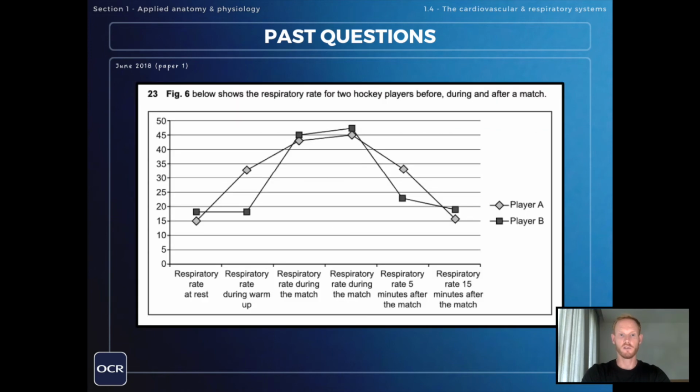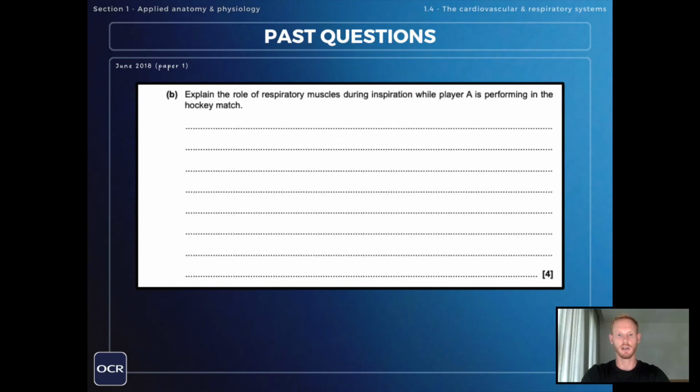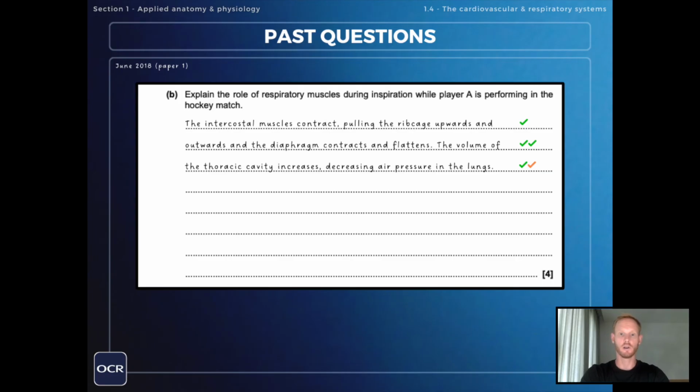Okay, final question for this video. Figure 6 below shows the respiratory rate for two hockey players before, during, and after a match. And this isn't really relevant, it's just a bit of contextual information. The question here is to explain the role of the respiratory muscles during inspiration while player A is performing in the hockey match. So during inspiration, the intercostal muscles contract, pulling the ribcage upwards and outwards, and the diaphragm contracts and flattens. The volume of the thoracic cavity increases as a result, decreasing air pressure in the lungs.